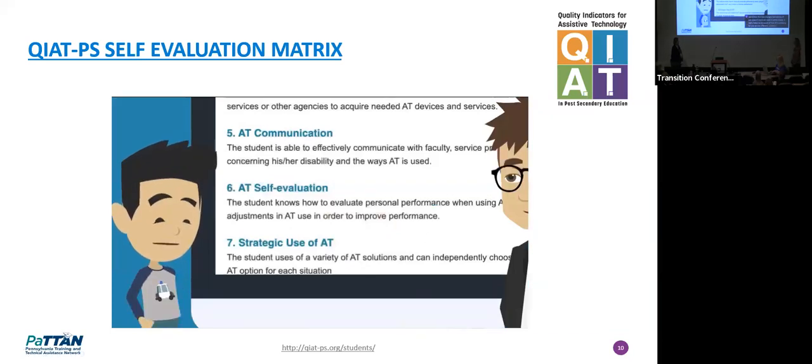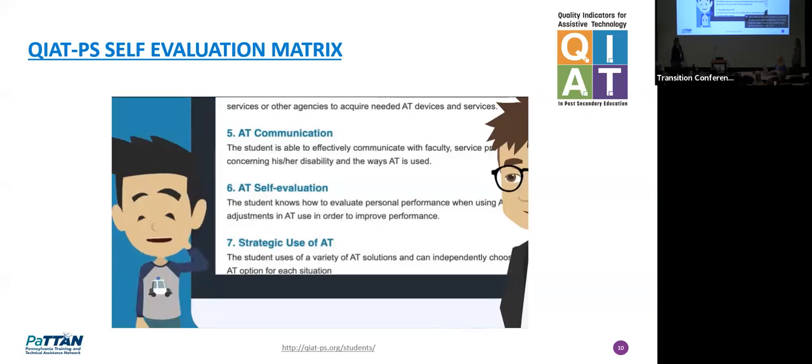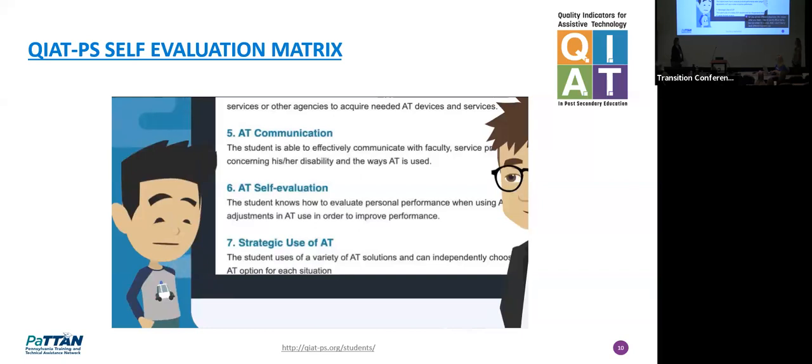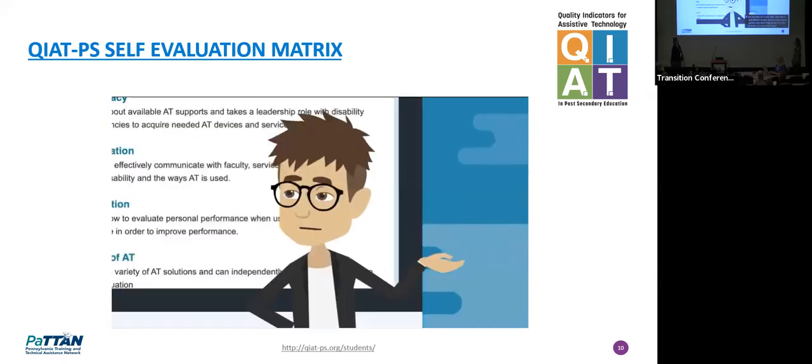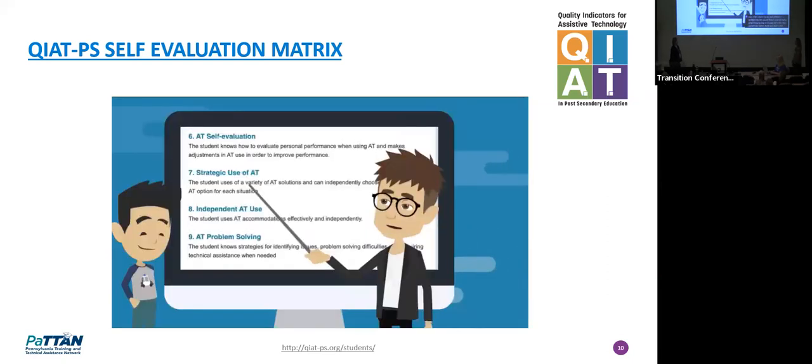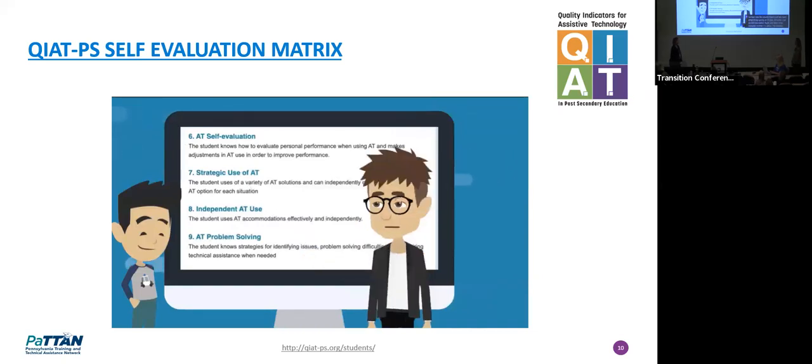Oh, I know what you mean. I like to use my AT at home, but not when I'm in class. Well, I don't like to look different, number one. But usually there's just too many other things going on in class. At home, I can concentrate better. Right, and that's what indicator number 7 is about, the strategic use of AT. It's good to have different options that you can use in different situations.